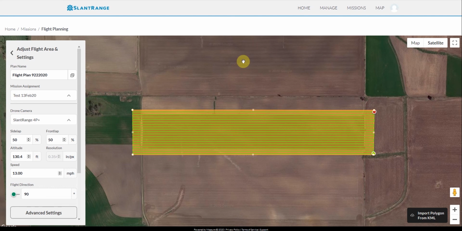Next up is flight planning. In this process, there are 4 parameters that control how the copter is going to behave in flight. These are altitude, speed, side lap, and front lap.